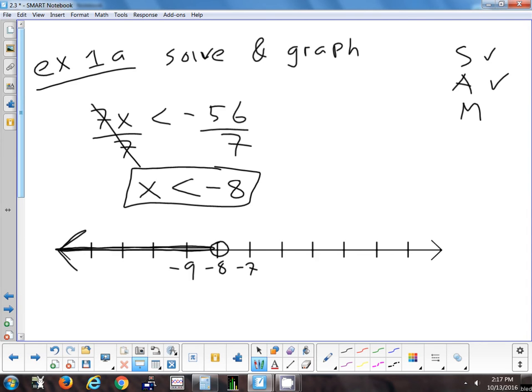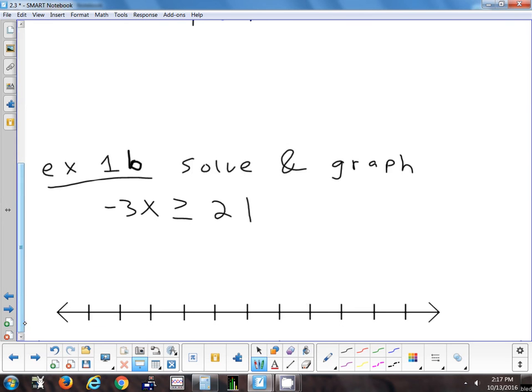Any questions on example 1A? Nope. All right. Let's try example 1B. Take a minute and try that one on your own. I'll give you a hint. It's only one step, just like the last one. You just have to do one thing. But make sure you follow those rules.